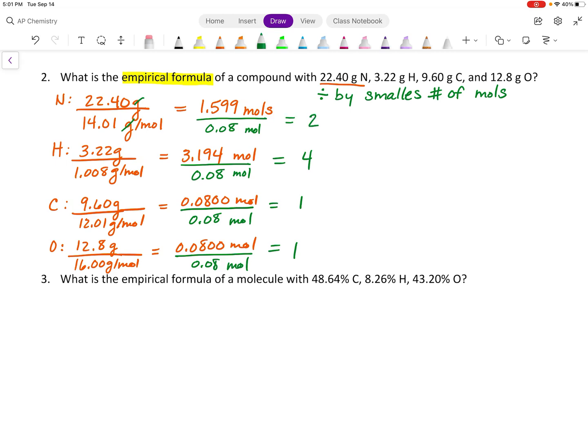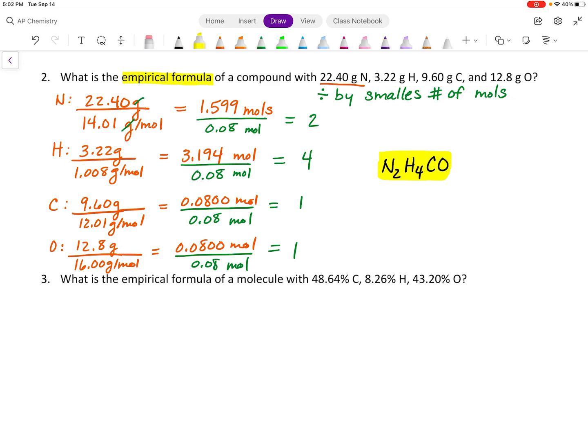And so this tells us all of our values, they're whole numbers, so we can stop there, and our empirical formula is going to be N2H4CO, and we're just going to leave it at that in the order that it was presented in. So that is our empirical formula.